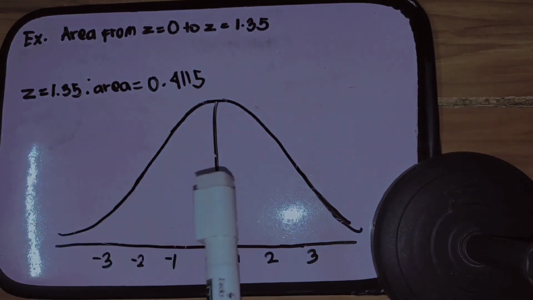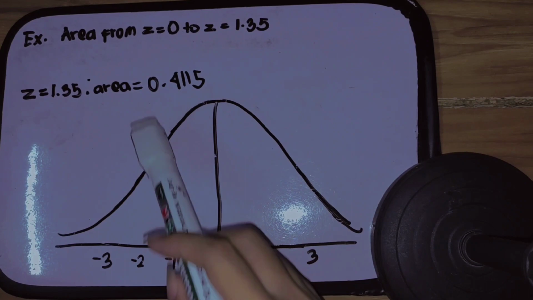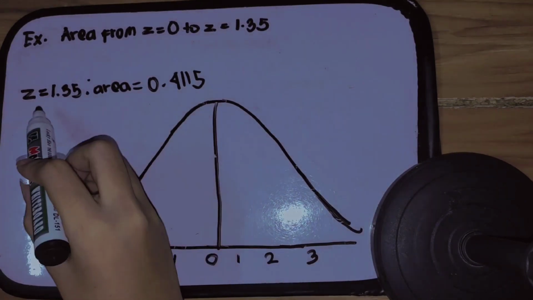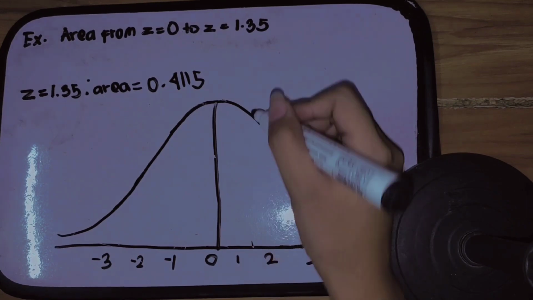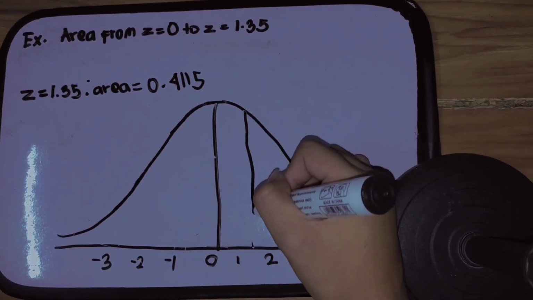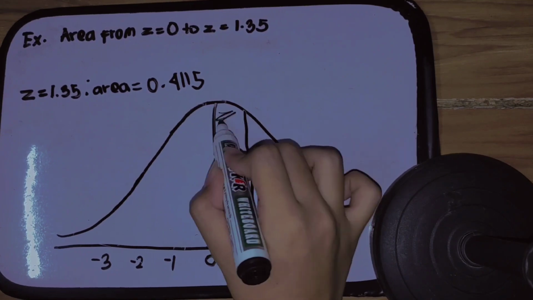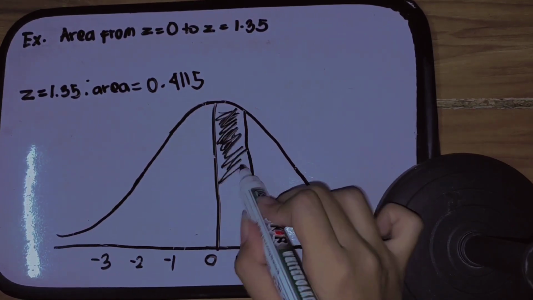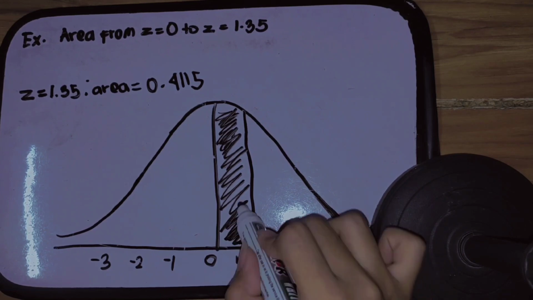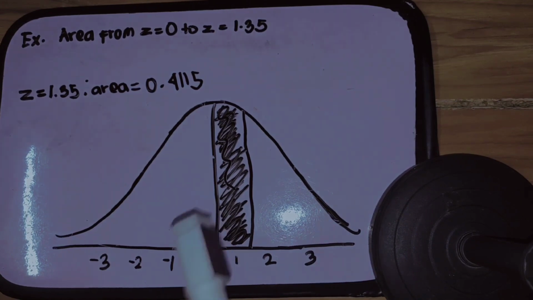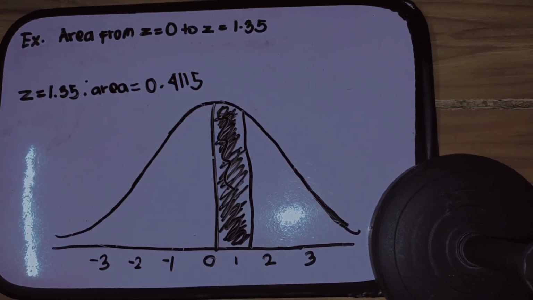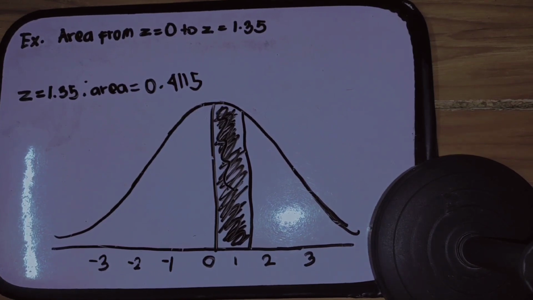So, mag-shade na tayo. Nasa positive 1.35. So, dito rin tayo mag-shade. Sabihin na natin nandito siyang part. And, let's start shading. At, ayan na ang area ng z-score equals 0 to z-score equals 1.35.